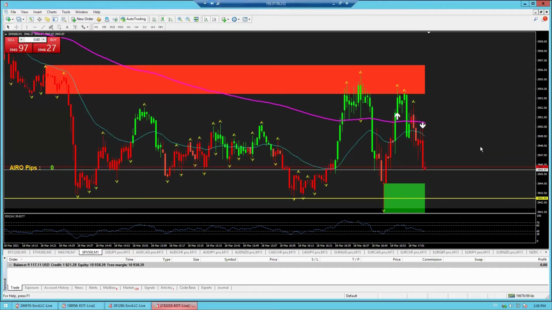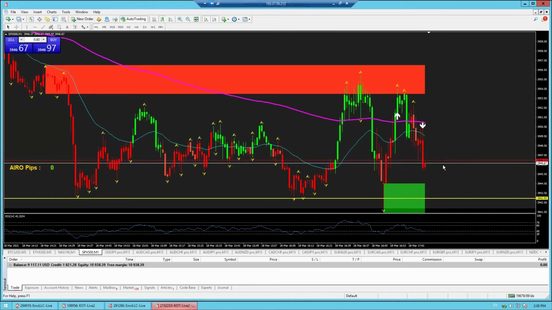But I will tell you, I am not comfortable enough to take this based on how much momentum was on that candle. And you can see it's already moving back away. This is moving a lot faster today than it was yesterday. So I'm going to observe it.